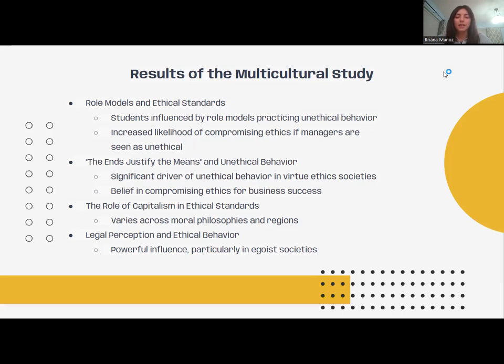The study revealed that the perception that something legal is also ethical exerts a powerful influence on ethical standards, particularly in egoist societies. In these cultures, the legal framework heavily impacts ethical behaviors. However, this influence is not as significant in other moral philosophies, underlining the complexity of this relationship.